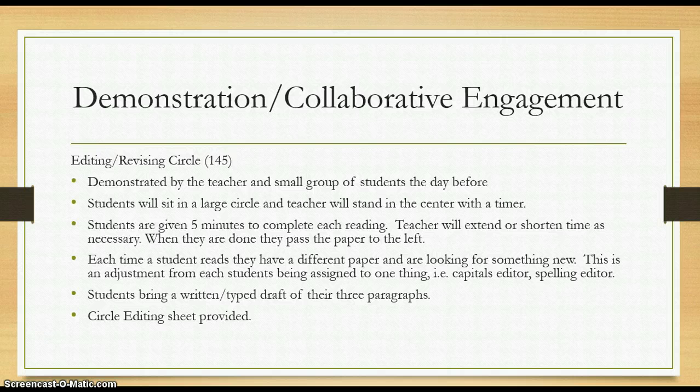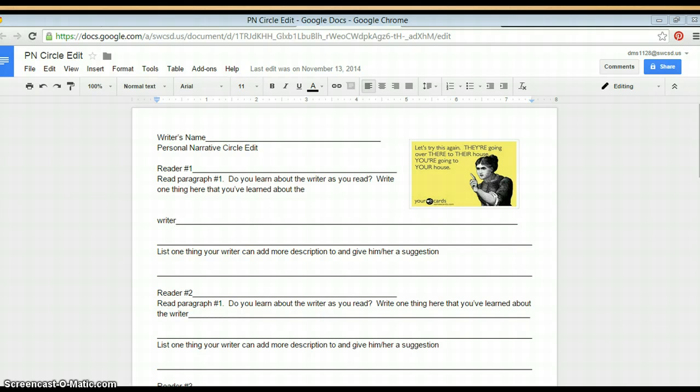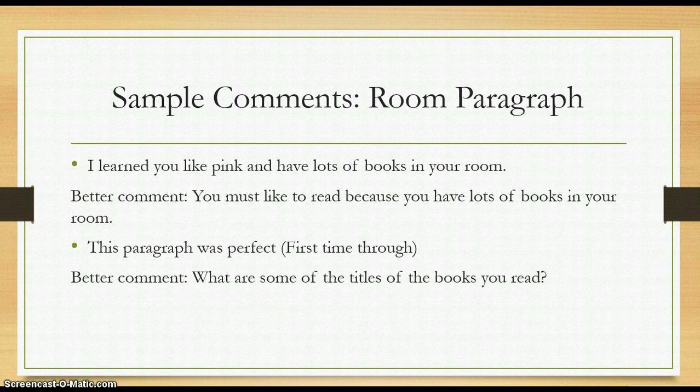For this lesson, students bring their written or typed draft of their 3 paragraphs, and the circle editing sheet is provided by the teacher. So this is the top half of the circle editing sheet. As you see here, readers 1 and 2 read the same thing. They read paragraph 1 and answer the question, do you learn about the writer as you read? Write one thing that you learned about them, and then list one thing your writer can add more description to and give him or her a suggestion.